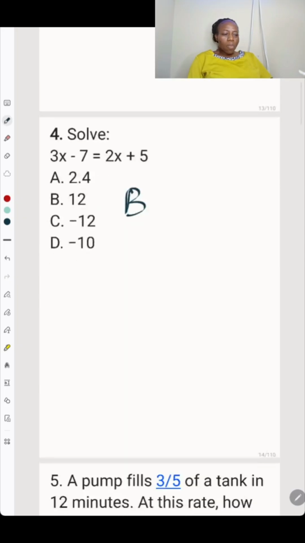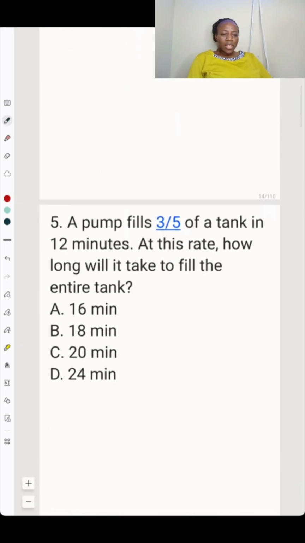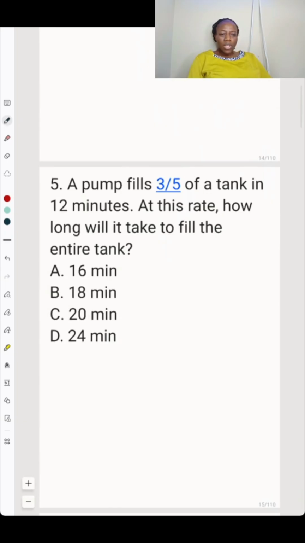Let's take one more, then we quickly solve everything before we go on for the next. Let's go for that one now, new one now. 5. Time has started. The answer for 5 is C.